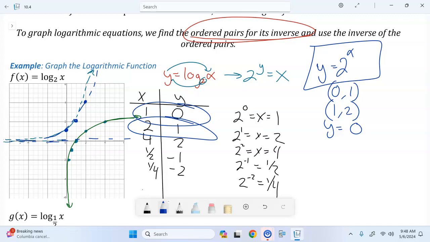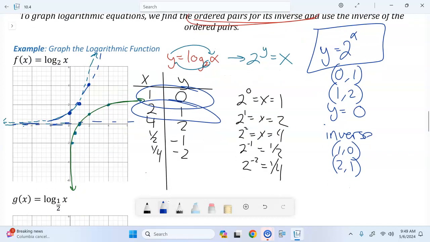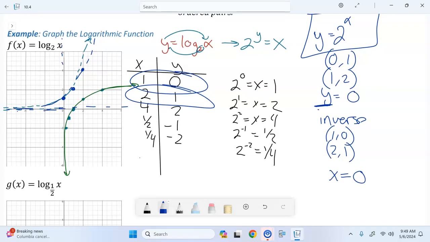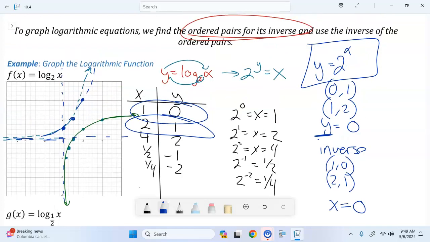And when we are writing the inverse of a function, what are we doing to all of those ordered pairs? What are we changing when we go from a function to its inverse? We're switching y and x, right? So I switch y and x and I get the inverse is 1, 0. I switch y and x and I get the inverse as 2, 1. I switch y with x and I get its inverse, which is why now we have a vertical asymptote on the vertical axis, x equals 0. All of those points will switch.